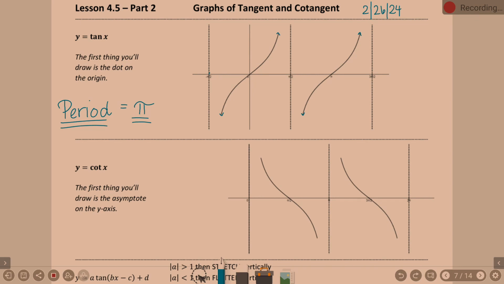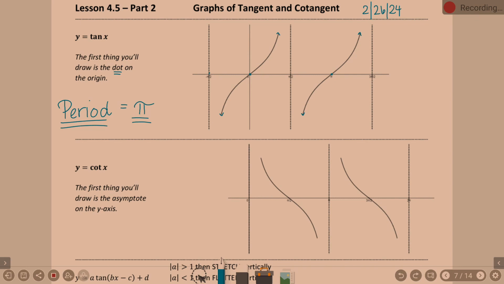But with tangent, the first thing you'll draw is the dot on the origin. And so when we're trying to differentiate between, okay, tangent versus cotangent, the first thing you draw is the dot on the origin. Now, if the period is pi, what does that mean happens once every pi? There is a dot. So that means the next dot is at pi. The next dot would be at 2 pi, 3 pi, so on and so forth.